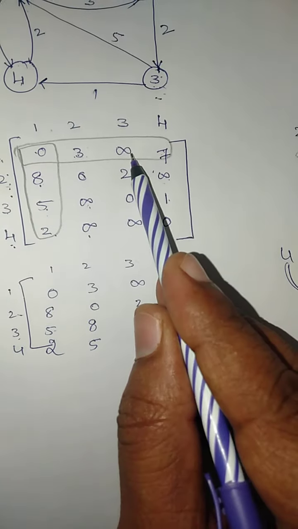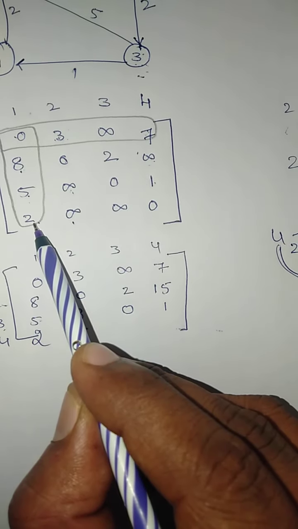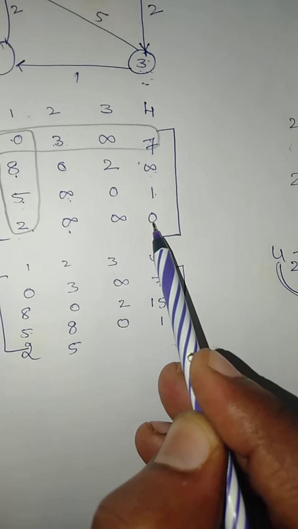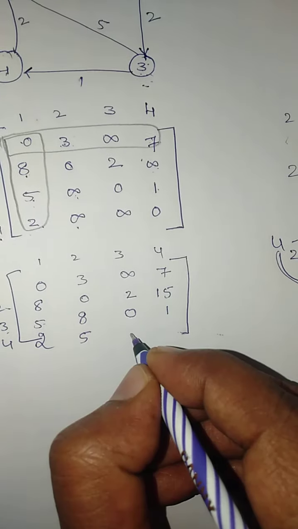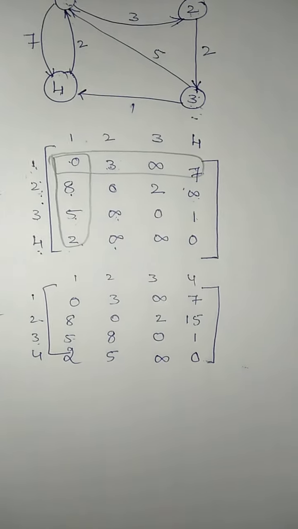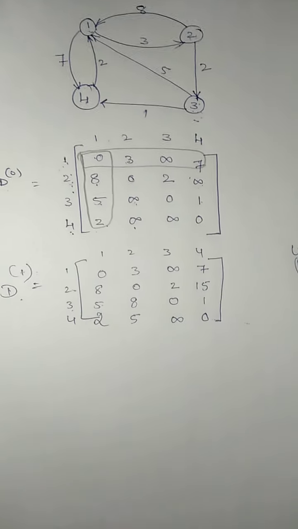Next, so here infinity is there. Next, 4 to 1, 2. 1 to 4, 7. 7 plus 2, 9. However, 0 is less than 9. So, this infinity as it is and this 0 as it is. Done? This is what? D1. Okay. Next.